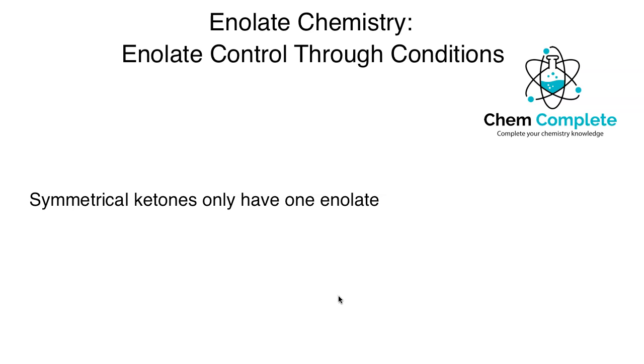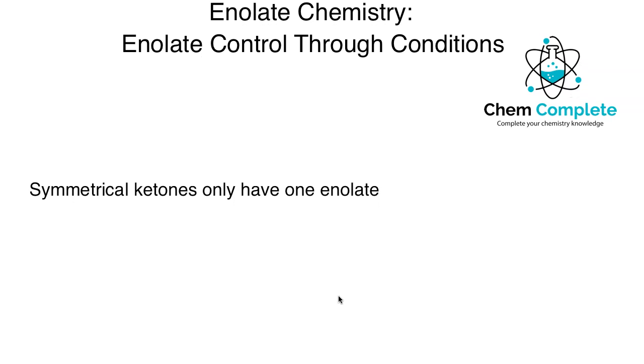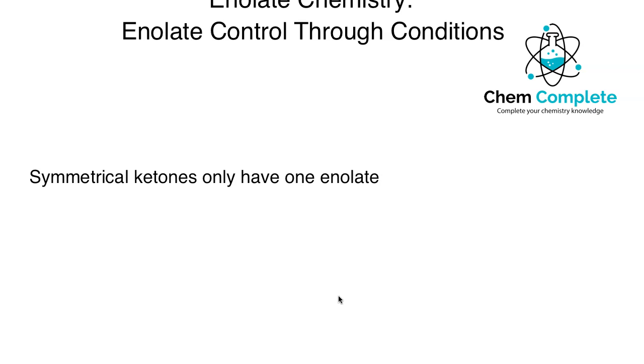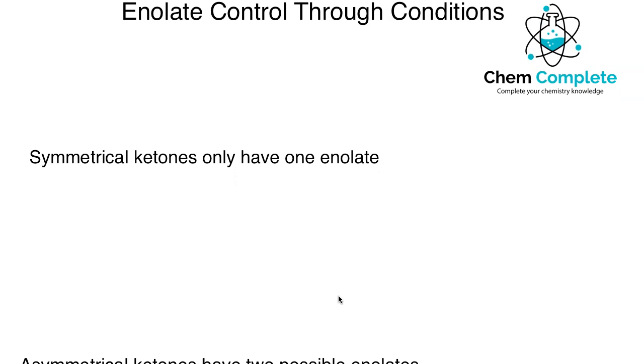So let's get started. Now, if you did not see the last lecture, I would strongly encourage you to go back and take a look at the initial lecture on enolate formation. Since we have already discussed what enolates are and how we form them, I wanted to talk for a moment about how we can control the formation of different enolates when more than one possibility may be present.